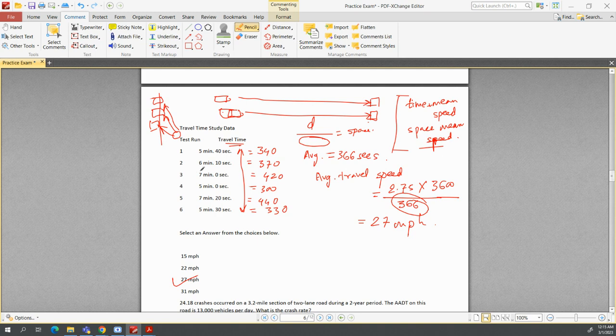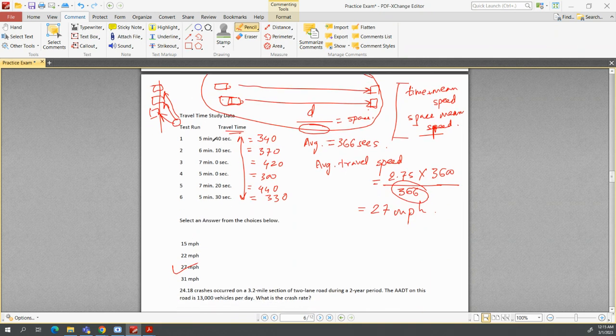So space mean speed is more holistic in nature: within this space, how much is the space mean speed. You are defining the space, that's why you're doing d by this. And this is spot mean speed. At one spot, what will the time mean speed be? That is time mean speed.